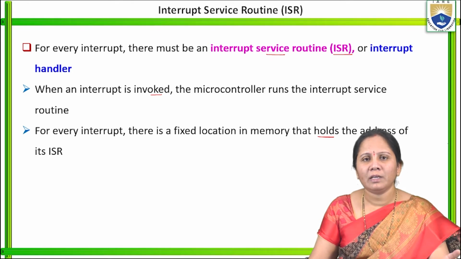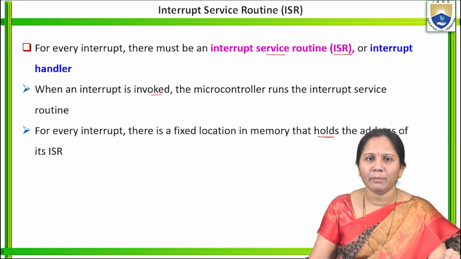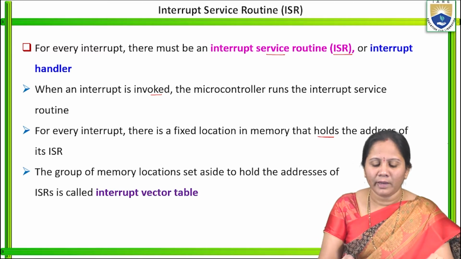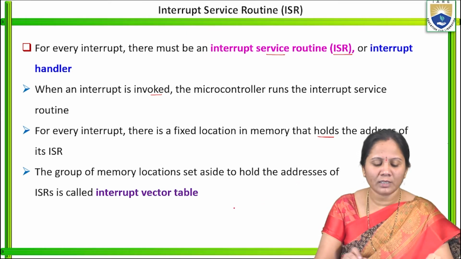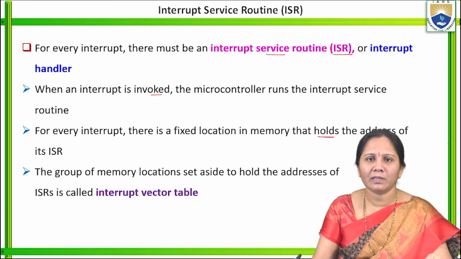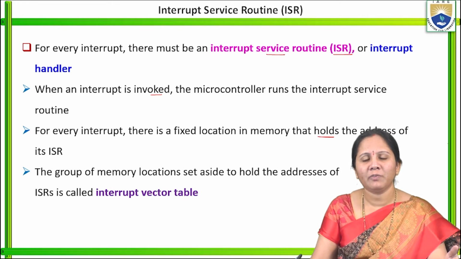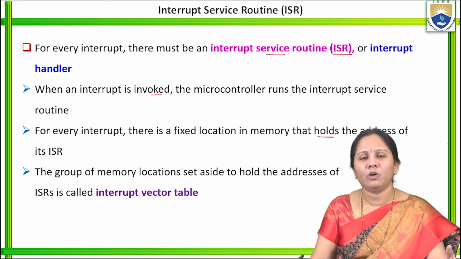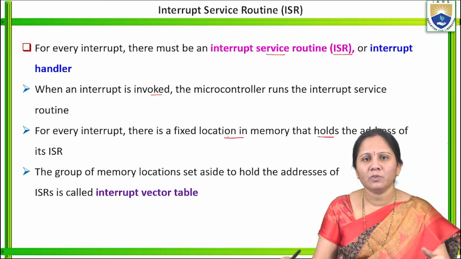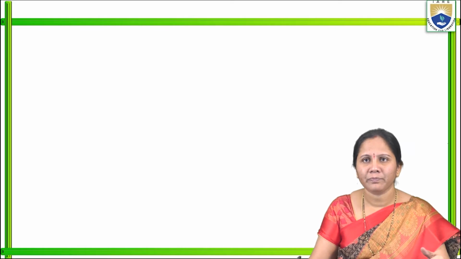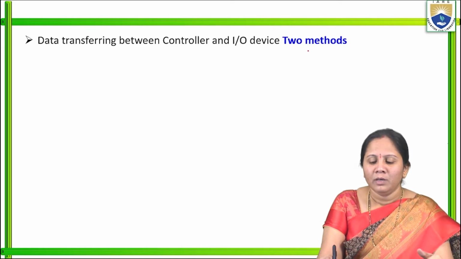In the interrupt vector table, how many interrupts are there? For each interrupt there will be some fixed address in the memory. The group of memory locations that are set aside to hold the addresses of ISRs is called the interrupt vector table. We will see what the interrupt vector table is, how many interrupts are present in the interrupt vector table of the 8051 microcontroller, and what the fixed memory address for each interrupt is.